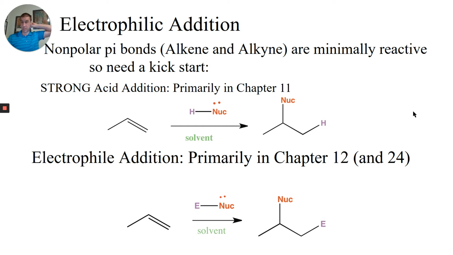I've already kind of mentioned earlier, I'm not a big fan of the electrophilic addition reactions because trying to find the pattern and way to group and categorize these, as opposed to just looking at them as one-off reactions, becomes a bit more challenging. But that's where we're at. So electrophilic addition, we're for electrophile addition because what we're doing is adding an electrophile to a nonpolar pi bond. These are primarily chapter 12 and 24.